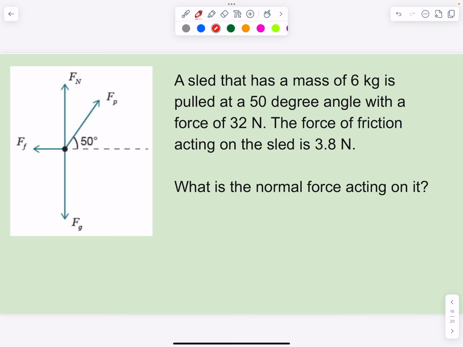Oh, normal force. Nope, not the last one. We have more to go. Oh my goodness, I thought it was the last one.